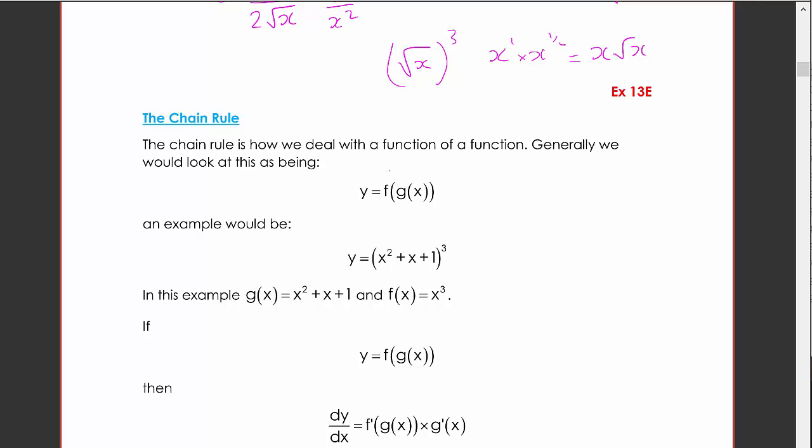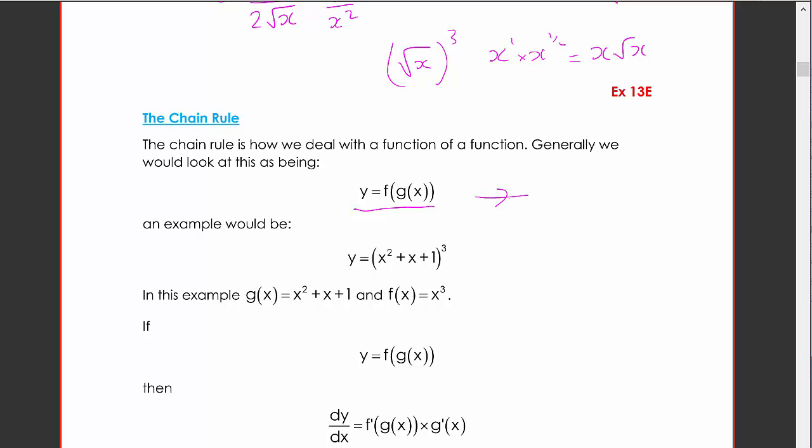The chain rule is how we deal with a function of a function. Now it looks quite complicated when you look at it algebraically as we've got it here, but it's easier in operation. You just have to be a little bit careful with it. So we're talking about something that's y equals f of g of x.